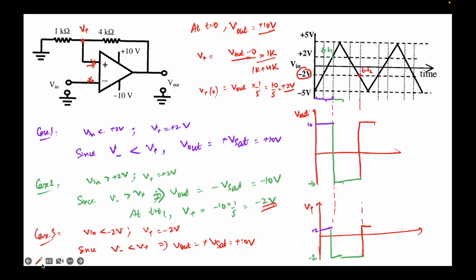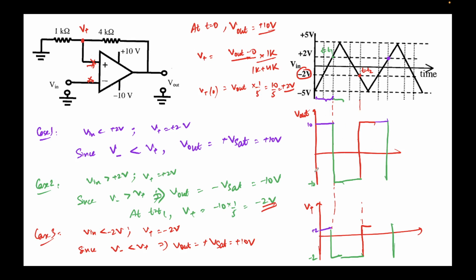Now in the next cycle, this will remain high. Then when this time comes over here, this will continue to be like this, and when the input voltage again crosses plus 2 volts, because that is now the reference, the circuit will again switch, as I'm denoting in green. This will switch like this, correspondingly this will switch, and then this cycle will continue. So you can clearly see we have converted a triangular waveform into a square waveform.